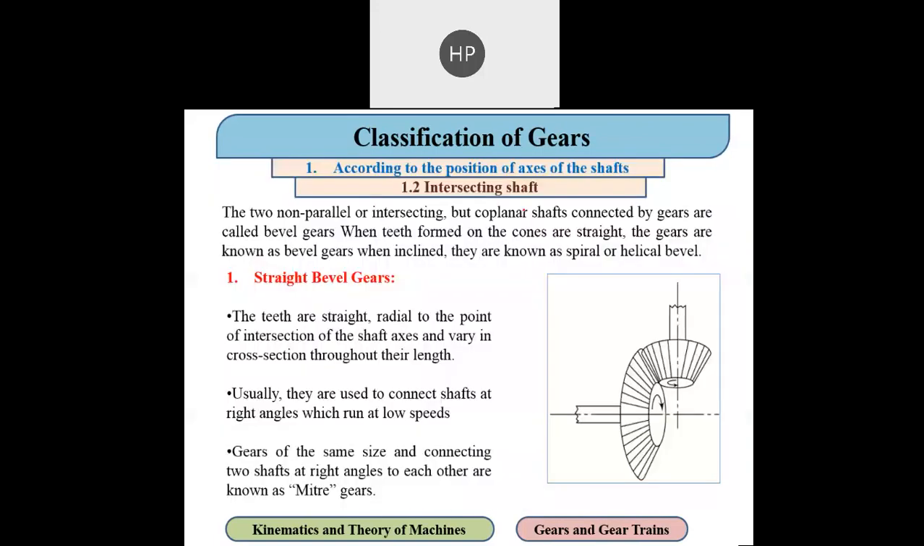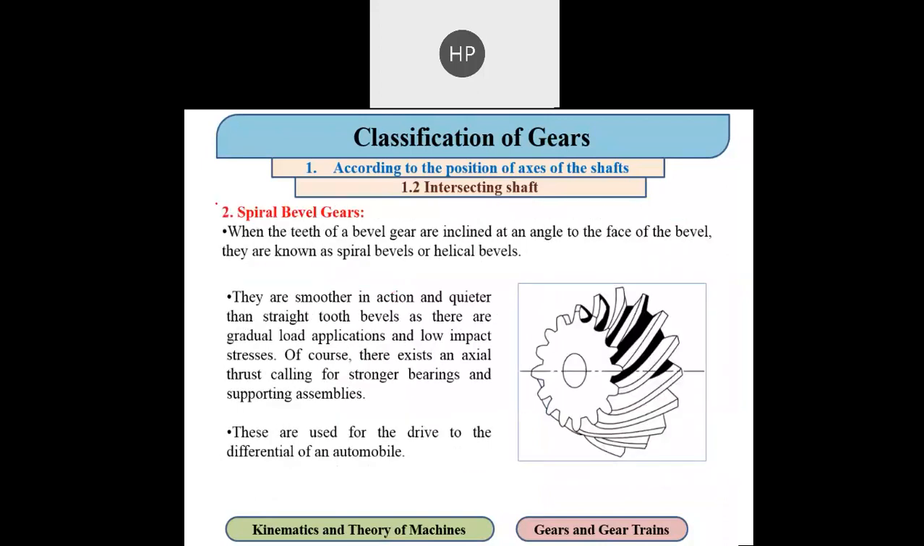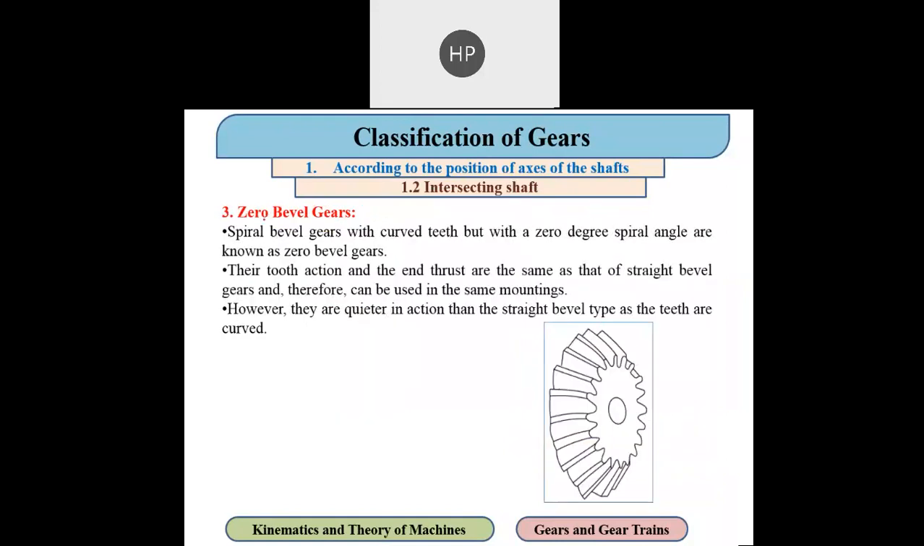Then, when the shafts are intersecting, we have the bevel gear. The shafts are not parallel but they are intersecting. In that case, when the teeth are straight, it is known as a straight bevel gear. When the teeth are spiral, or at some angle, it is known as a spiral bevel gear. And when the spiral angle is zero, it is known as a zero bevel gear. So these are the three classifications of intersecting gears.